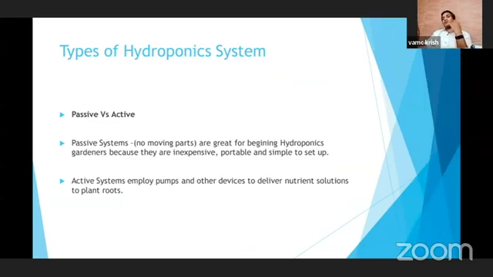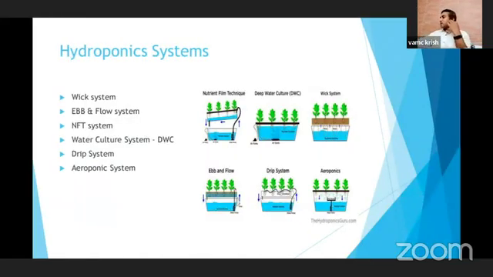Then the types of hydroponics. That is like passive and active. Passive is like circulated or non-circulated. Like that, different types of hydroponic systems will be there. Again, next one, that's the hydroponic systems. Basically, these are the basic hydroponic systems: wick system, ebb and flow system, NFT, water culture and drip system.